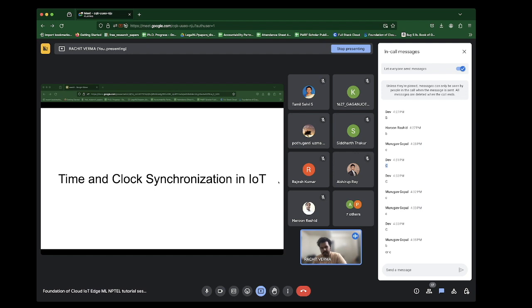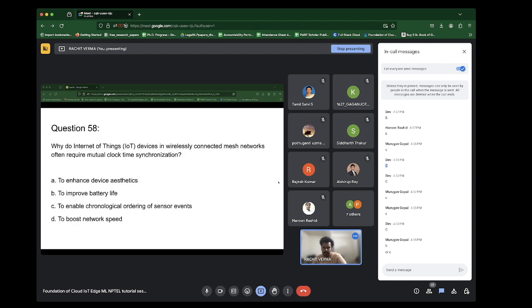Now we go to the second lecture, time and clock synchronization in IoT. So why do Internet of Things devices in wirelessly connected mesh networks require mutual clock time synchronization? Is it to enhance device aesthetics, battery life, enable chronological ordering of sensor events, or to boost network speed? I think the answer is C, to enable chronological ordering of sensor events. Yeah, that is true.